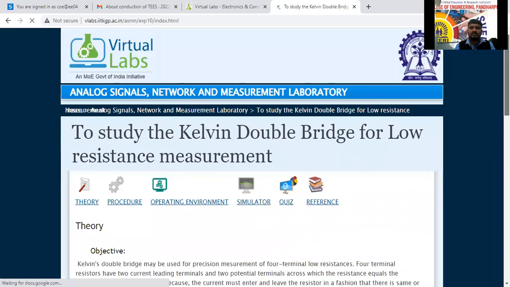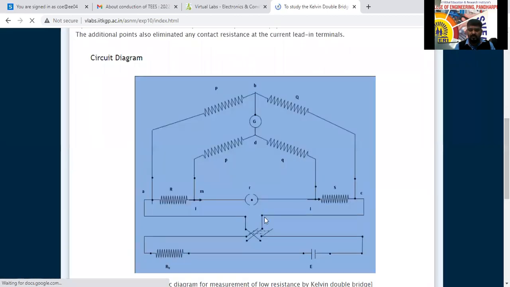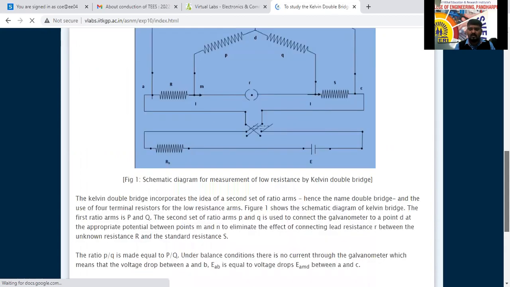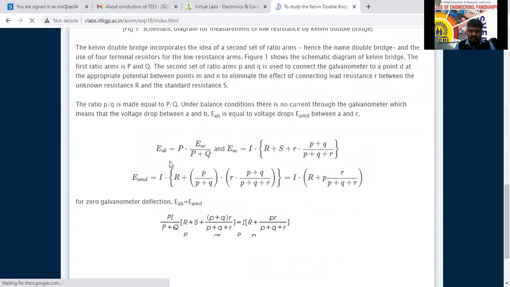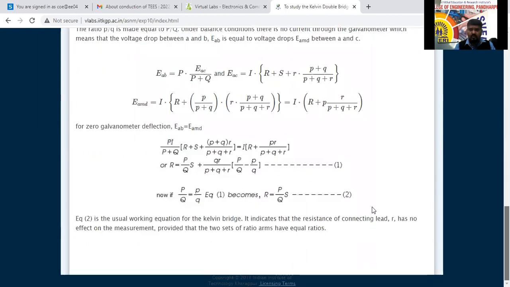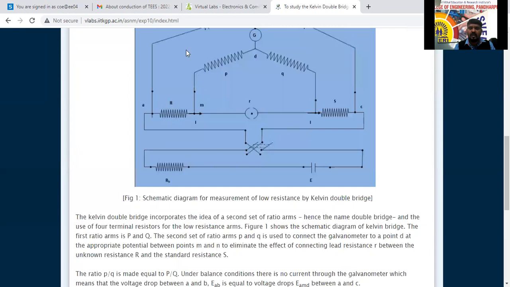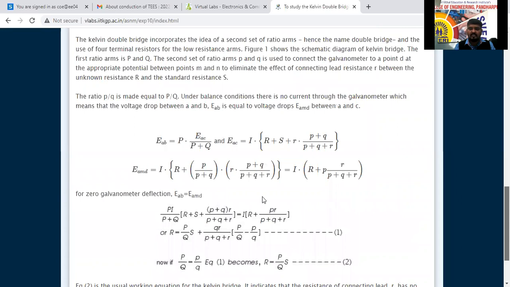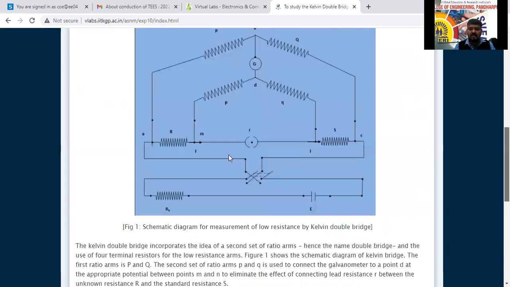Based on this, the same diagram we have discussed just now. Here R1, R2, this is R3 and S is the unknown resistance, like that only we have discussed. And the same thing we have discussed here: EAD, EAB, EAC, EMD. They also derive the derivation here. In the last, R equal to P by Q into S we have considered. Instead of R1, R2, they have used P, Q, R, S. Here they are considering R as the unknown resistance.